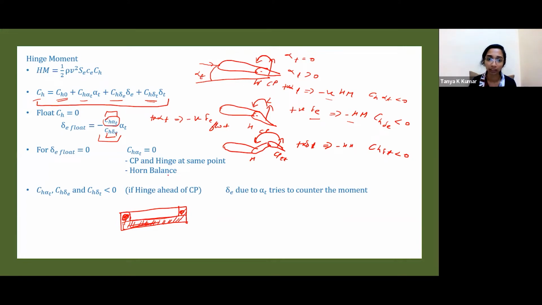Okay, so these are the two methods by which we can ensure CH alpha T is 0, which in turn ensures that your floating elevator angle is 0. Okay, so this is the point that we discussed: all three derivatives are less than 0.